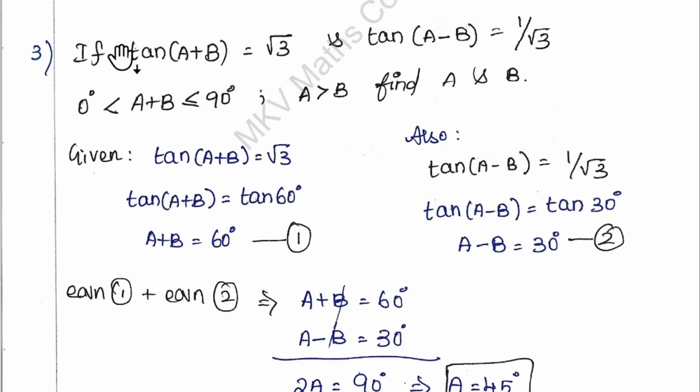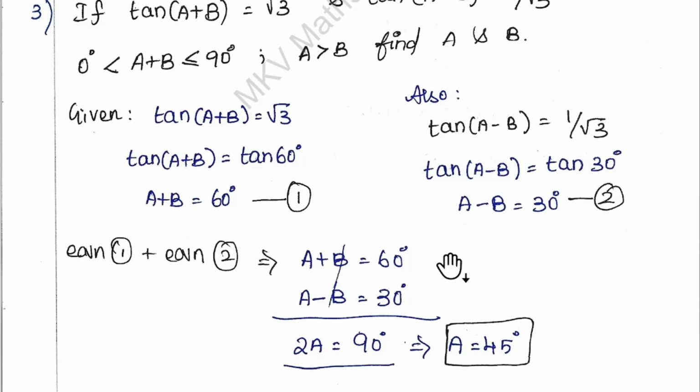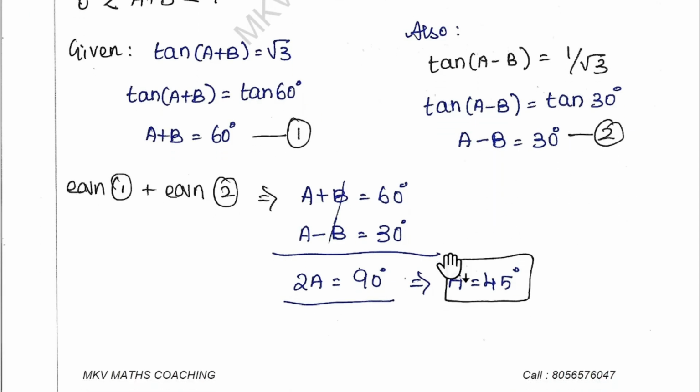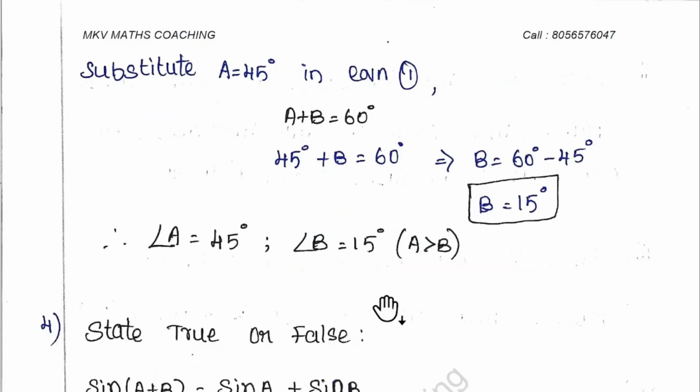So always remember, if they have given this kind of question and tan is there on the left hand side, you make this value in the tan table, tan 60, so that you will get one equation. Likewise, when you get two equations, solve using the elimination method to get the a value and b value.